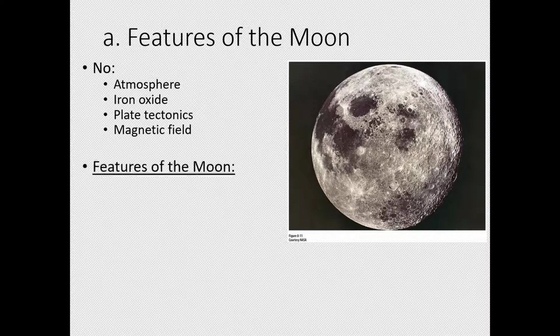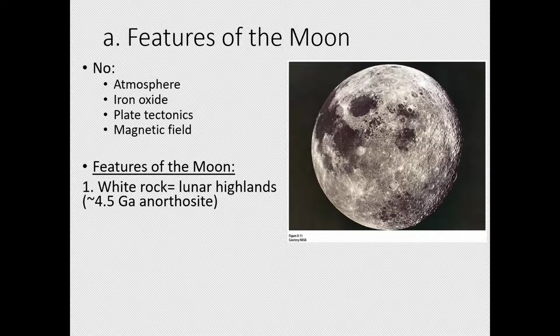What we do see on the moon, however, when we look at these pictures, is this white region, this white rock, which is referred to as the lunar highlands. They're the oldest rocks on the moon, about 4.5 billion years old, rocks called anorthosite, which are very rich in calcium-rich feldspars. Anorthosite is actually also common. If you've ever been up to the Adirondacks in New York State and you go to the High Peaks region, a lot of the rocks in that region are anorthosites.